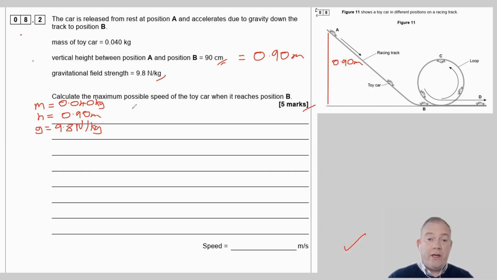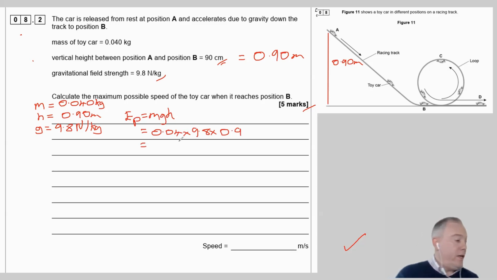Well, I look at my equation sheet and I can see that I have gravitational potential energy, that's E, small p, is equal to mgh, mass, gravity and height. We're going to pop in our units here now, what we have, 0.4 times 9.8 times the height, 0.9. I'm going to enter that into my calculator. Right, and I have got 0.3528, realizing that it's an energy, that is joules.